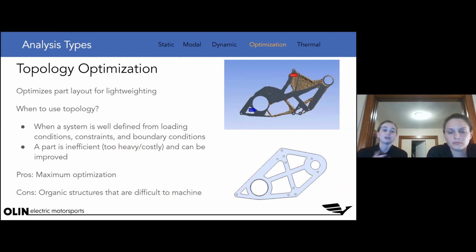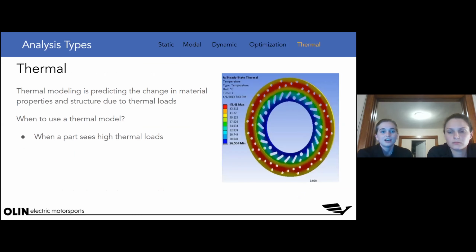One of the ways you might want to use this tool is how the transmission team used it for the plates last year, as I've seen in the images. They see where material isn't really needed and then use that to approximate how they're going to lightweight the piece. And then they would do further analysis on that piece. And the last type we're just going to be touching on briefly is thermal modeling. This is if you want to see your temperature distribution for thermal loads changing in time or not changing in time. And this is really when your failure mode is going to be the part failing due to high thermal loads.